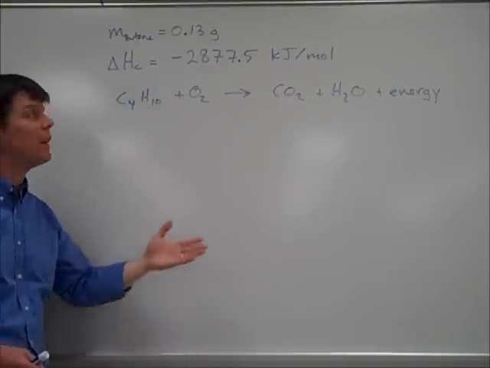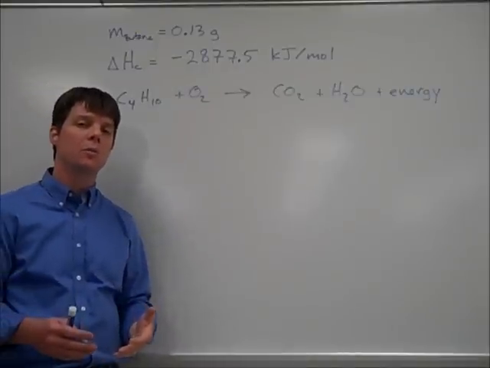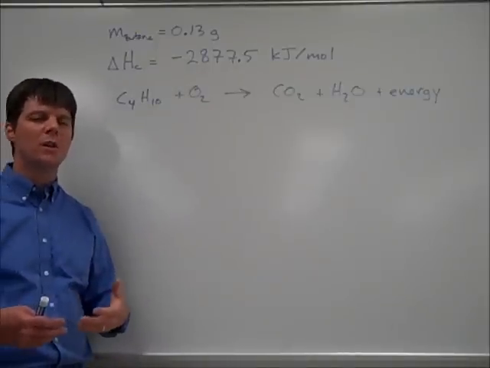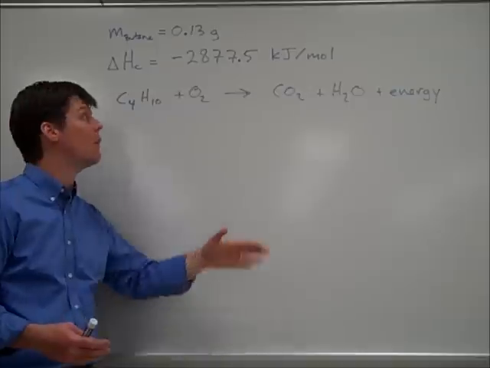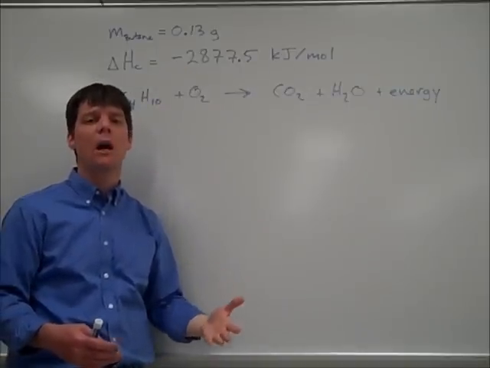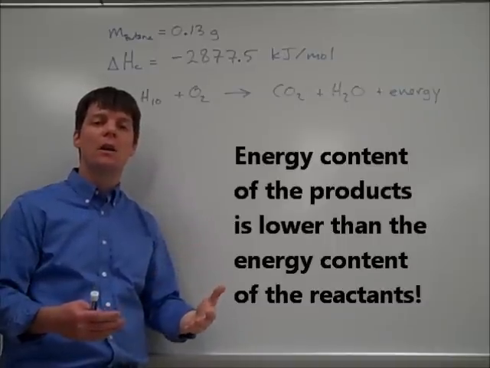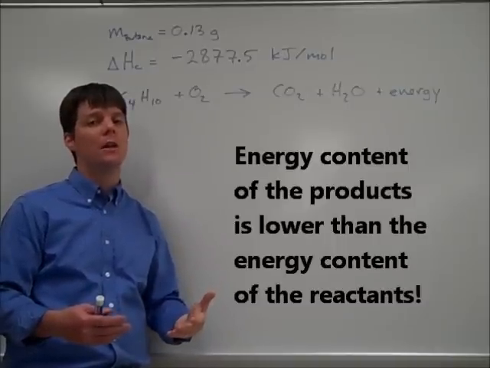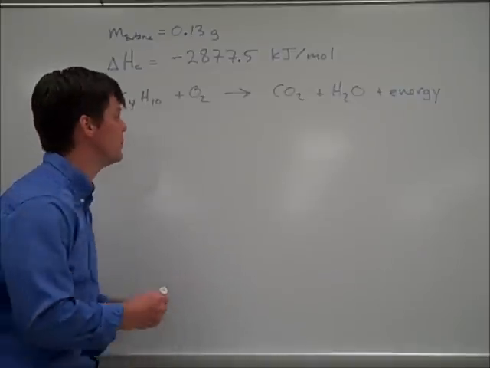The value for this is negative 2,877.5 kilojoules per mole. So this is referring to, if we burn 1 mole of butane, how much energy is going to be given off. The negative sign here is telling us that this is an exothermic process, where the energy content of the products is going to be lower than the energy content of the reactants. So the enthalpy change is going to be negative.